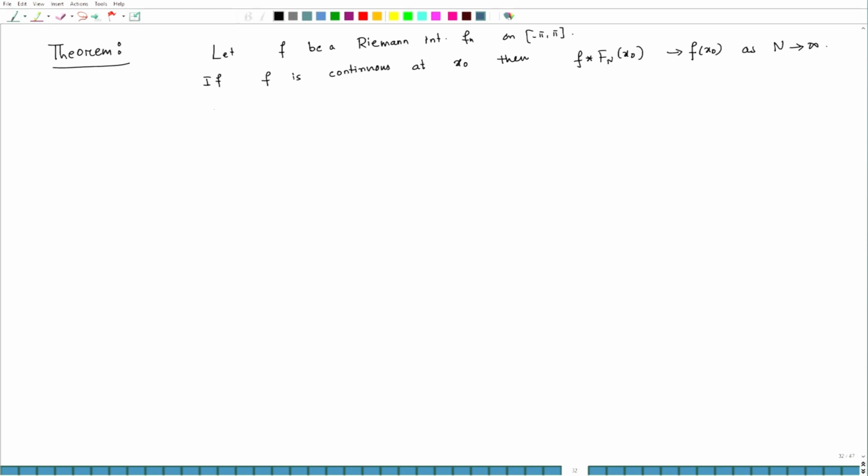And if f is continuous throughout, or rather on minus pi to pi, then the convolution of f and f n converges to f uniformly.